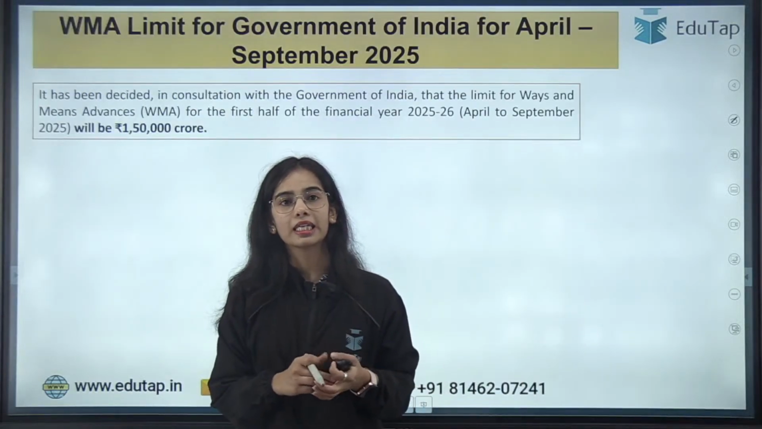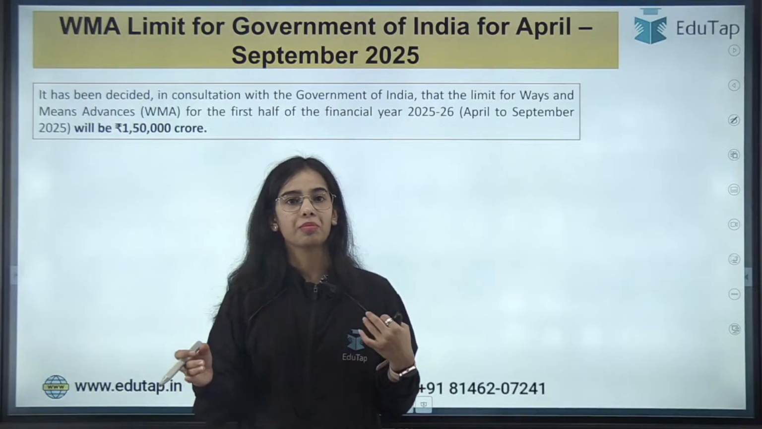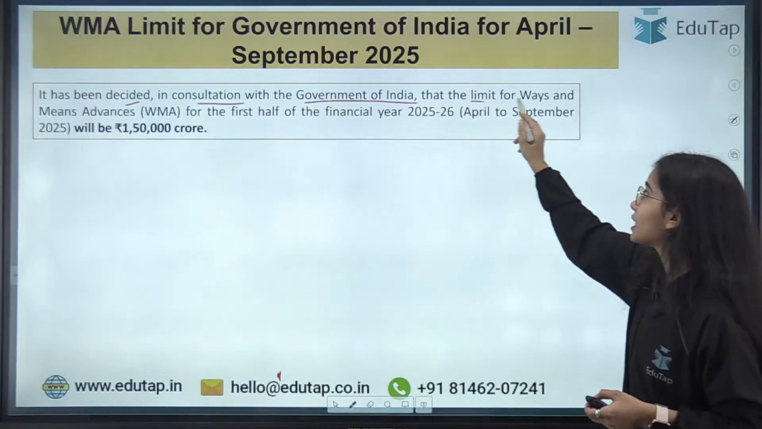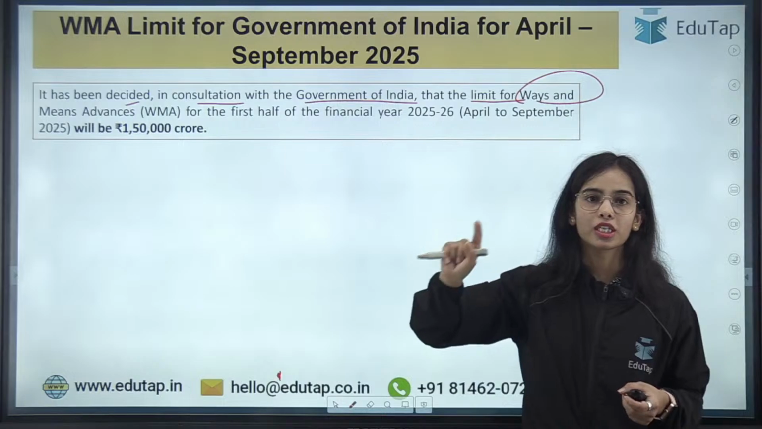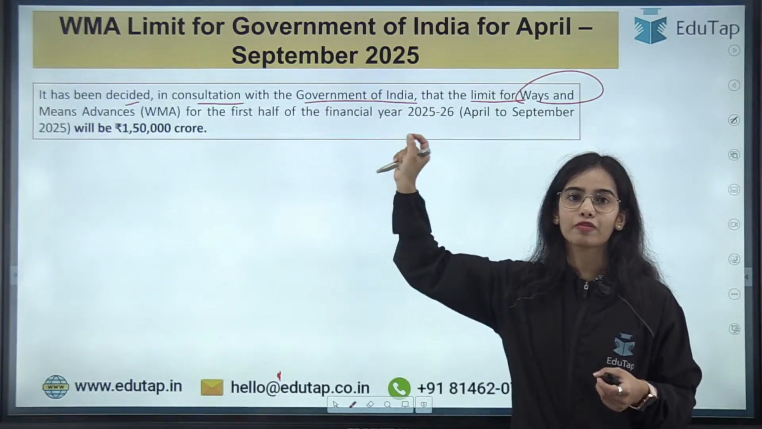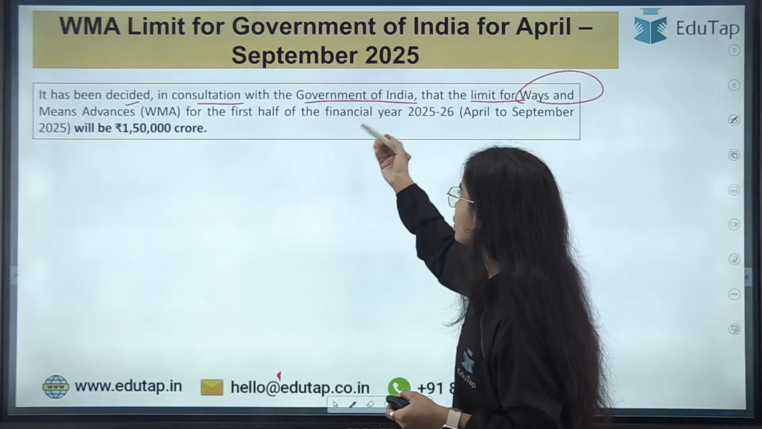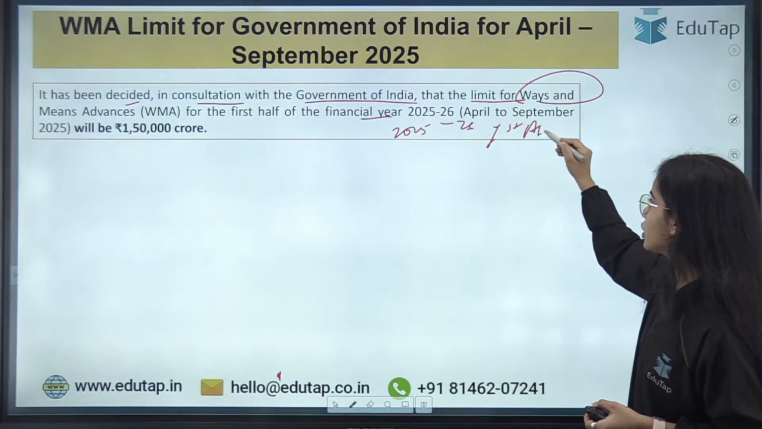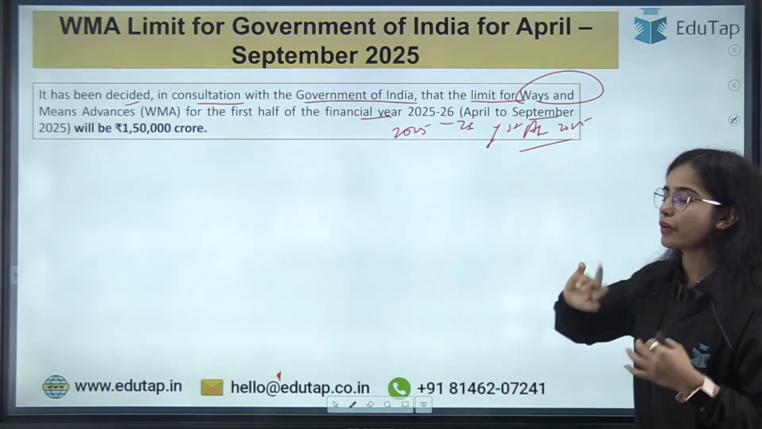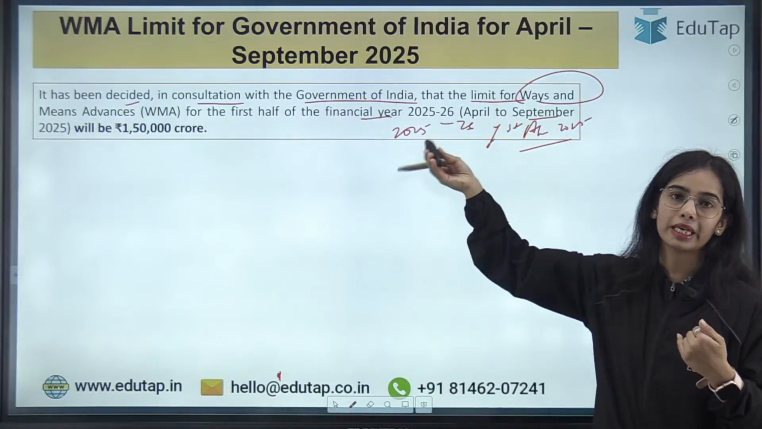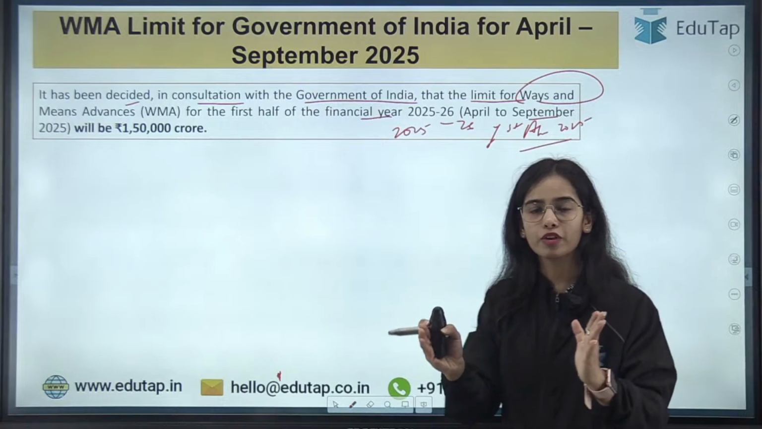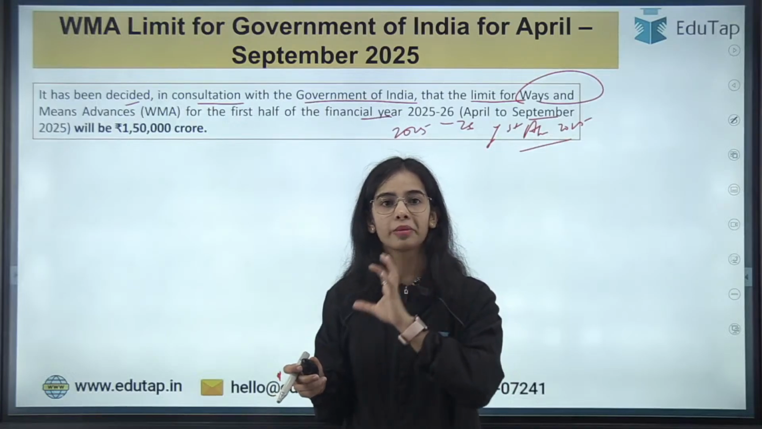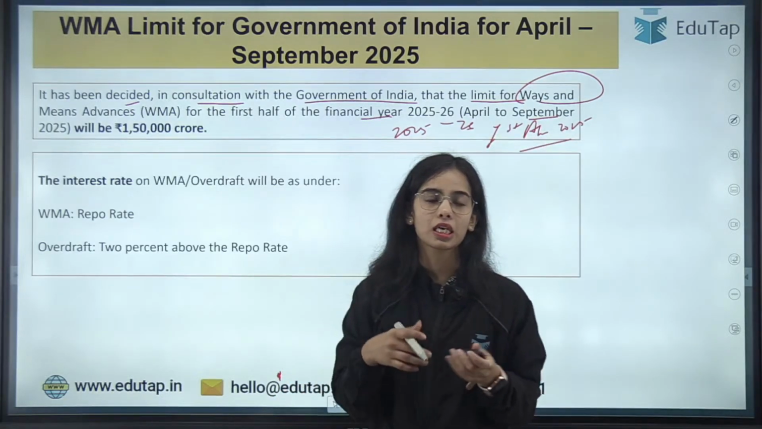Now coming to the next news article, the ways and means advances limit has been determined by the Reserve Bank of India. It has been decided by RBI in consultation with the Government of India that the limit for ways and means advances for the first half of the new financial year will be 1,50,000 crores. Okay. So for the first half of the financial year 2025, the new financial year starting from 1st April 2025, the first half will finish in September 2025. For the first half of the new financial year, the ways and means advances limit is 1,50,000 crores. So what is this ways and means advances?